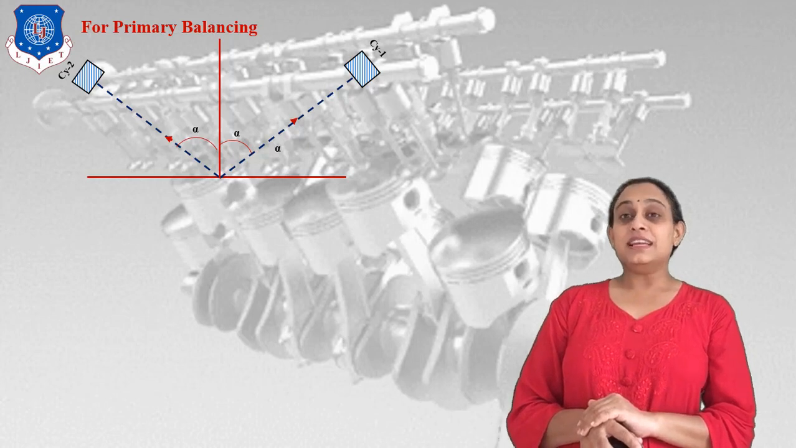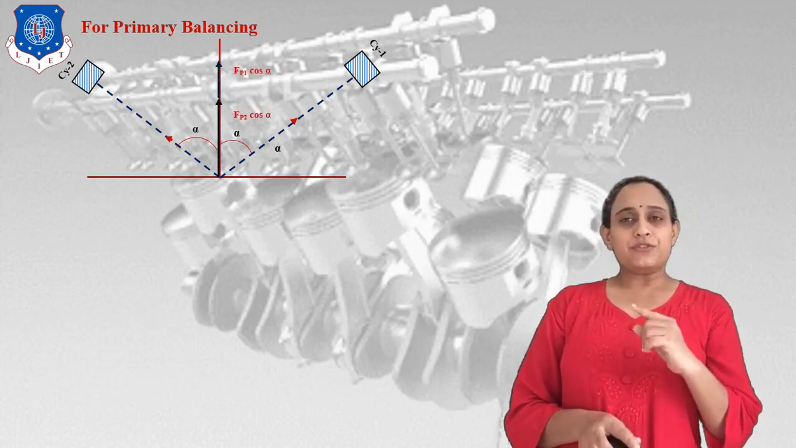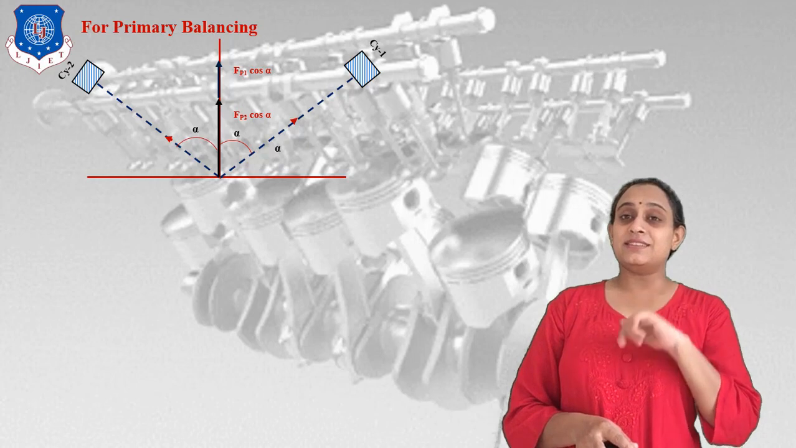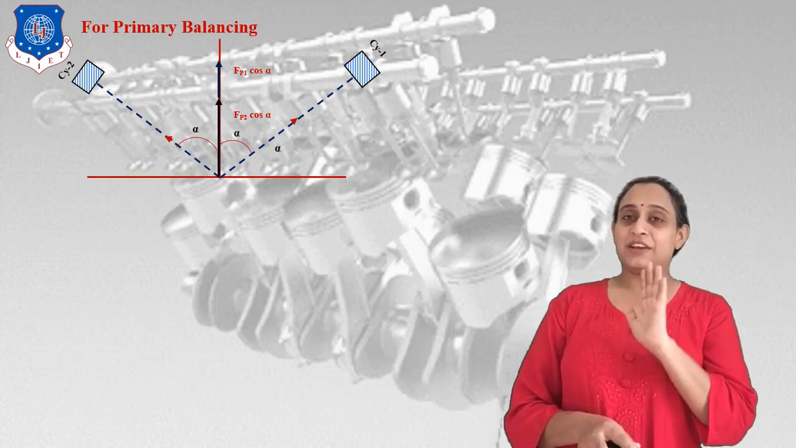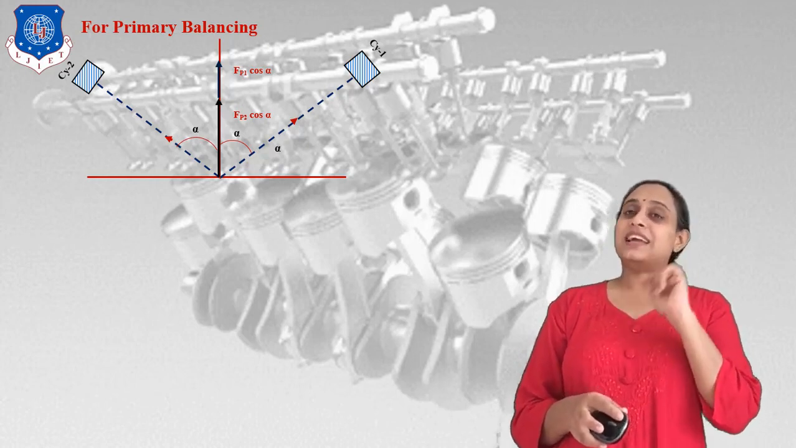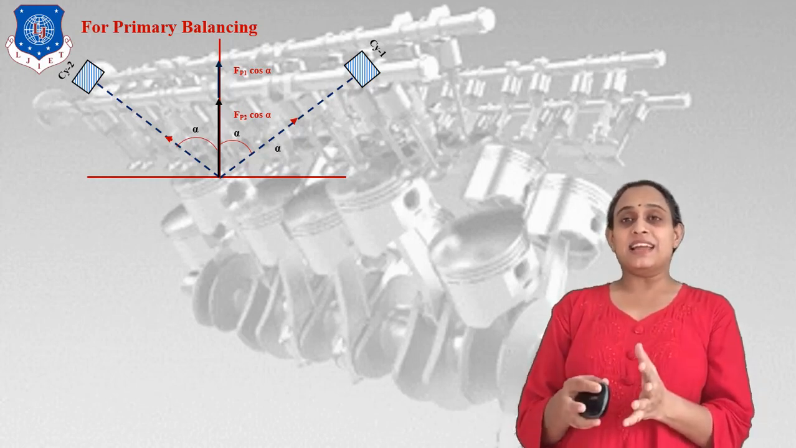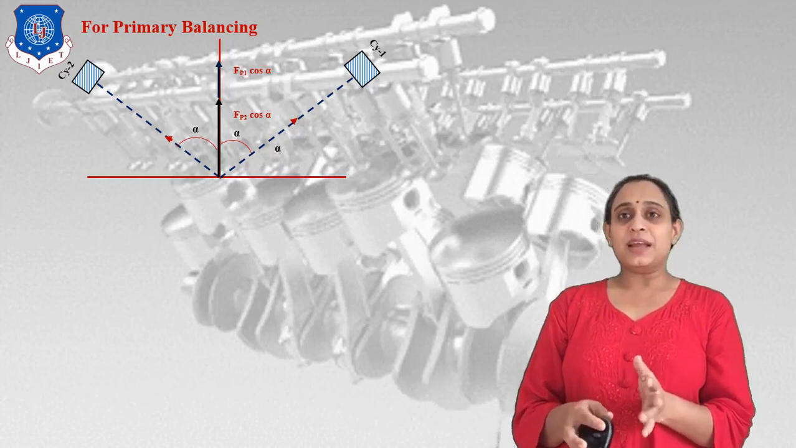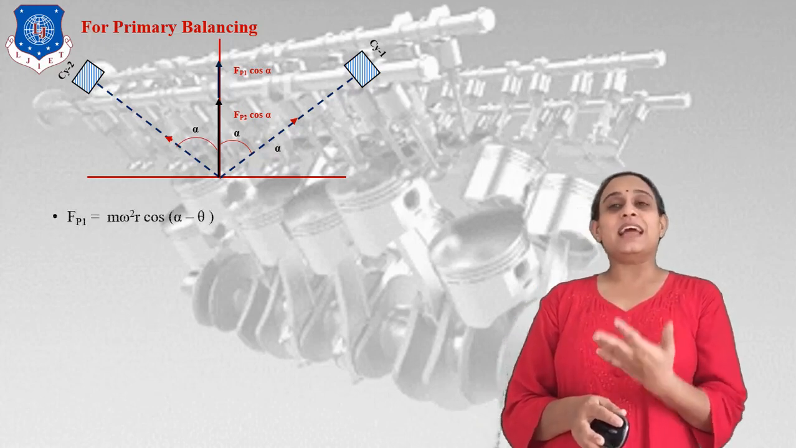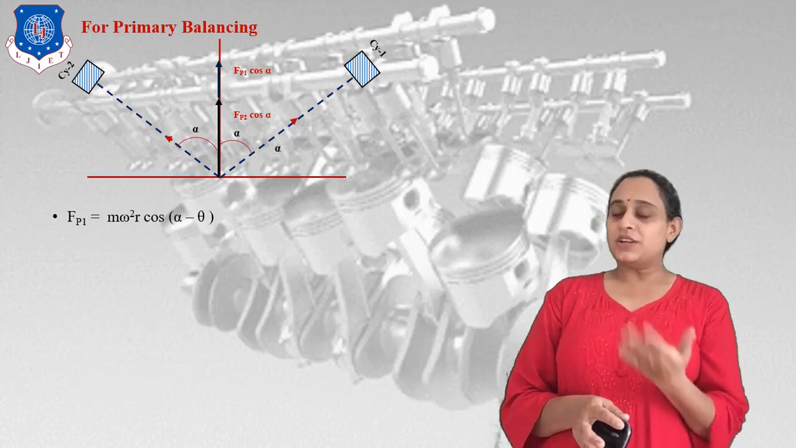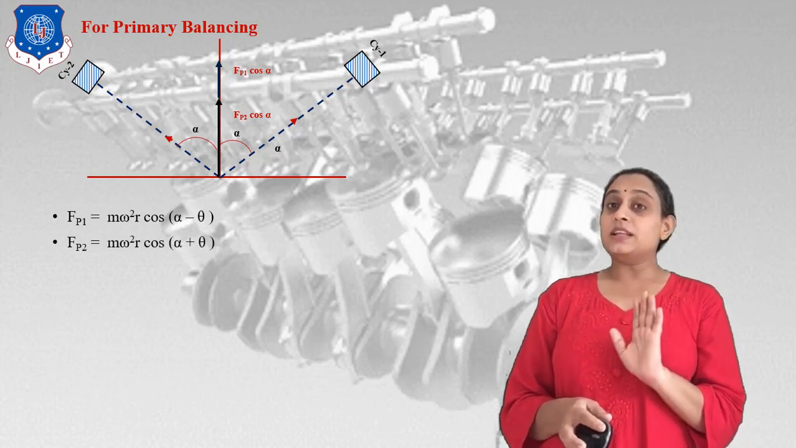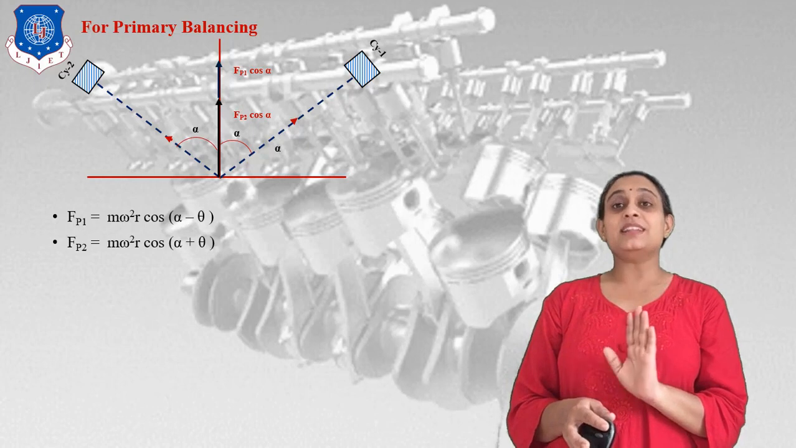Now let us consider the forces along the OY axis. If Fp1 is in this direction, what should be the force along the OY axis? It is Fp1 cos alpha. Similarly, at a particular angle is Fp2, so the OY axis force is Fp2 cos alpha. Now as you see in the diagram, they both are in the same direction. Let us solve this. What is the value of Fp1? As we have already written in our notebook, it is m omega square r cos alpha minus theta. What is the value of Fp2? It is m omega square r cos alpha plus theta. They both are in the same direction if we consider the component in the y direction.